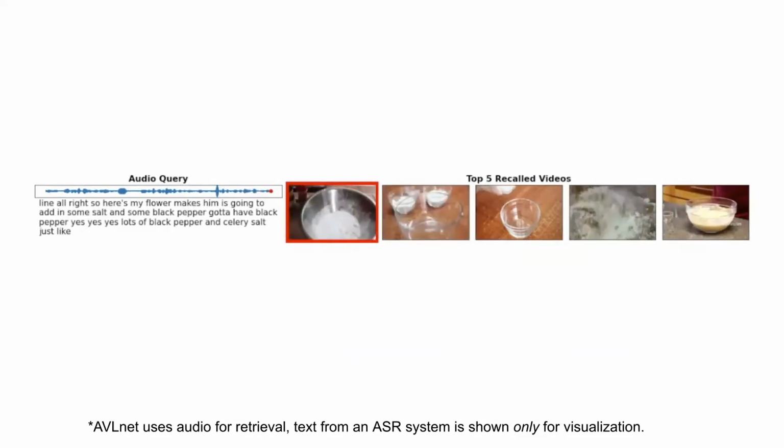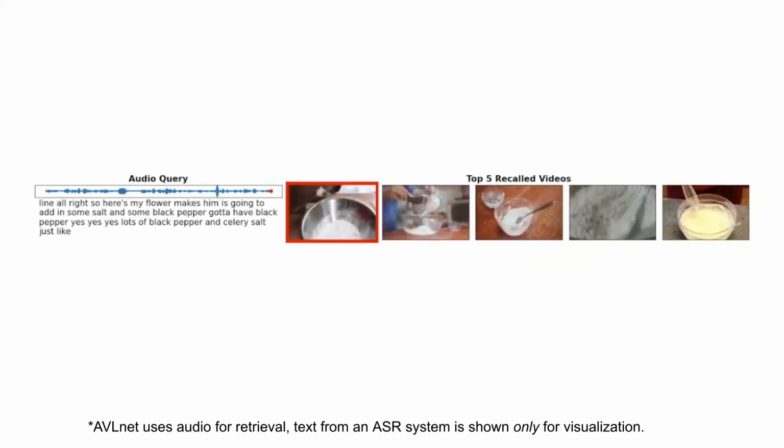In this example, the input audio query mentioned ingredients like flour, salt, and pepper, and the top 5 most similar visual clips all show similar ingredients. This shows that the AVLNet model can recognize spoken words and relate them to relevant visual content in videos.